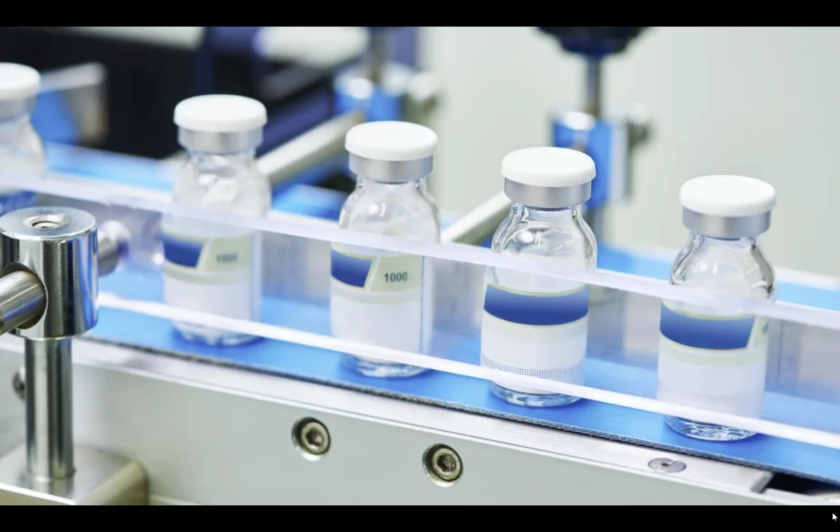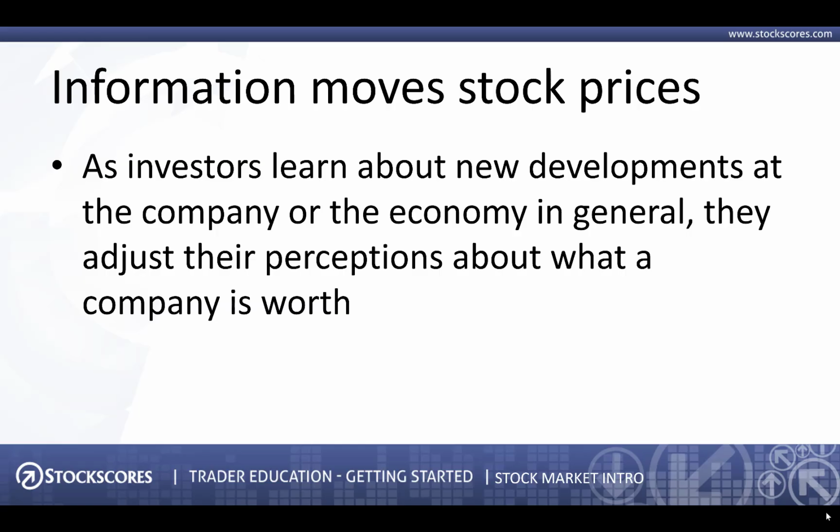You could have the stock trading at $5 a share, and then they announce that they have this new drug that's doing great in trials, and it seems to be effective for treating whatever disease it's attempting to treat. And you can see that stock go from $5 to $10 in a single day because they have some new information that justifies paying a significantly higher price. Now, information moves stock prices.